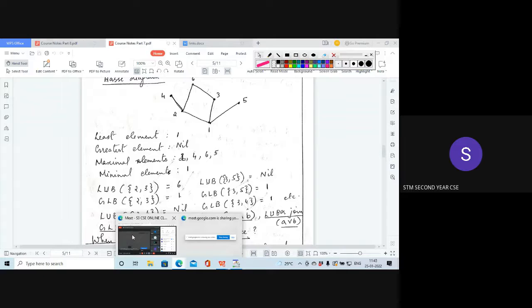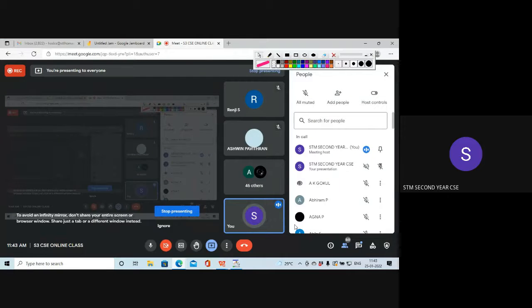So when can we call a Hasse diagram a lattice? All Hasse diagrams are not lattices. Those Hasse diagrams that satisfy this particular property which I had said now are considered a lattice. So what is that property which I had said now? Anyone?